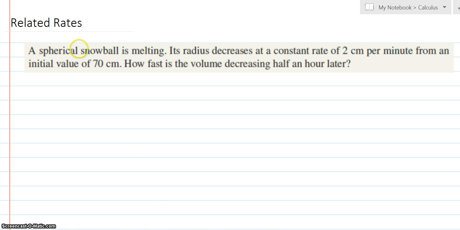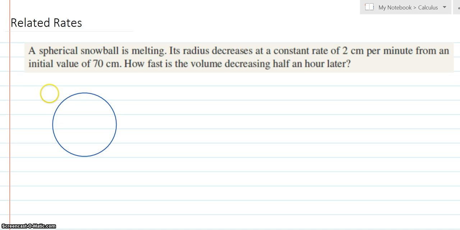A spherical snowball is melting. Its radius decreases at a constant rate of 2 centimeters per minute from an initial value of 70 centimeters. How fast is the volume decreasing half an hour later? So when it asks how fast the volume is decreasing, how fast means with respect to time.